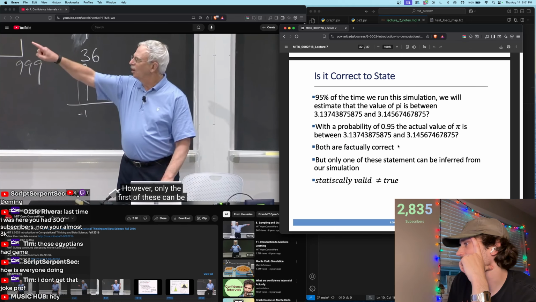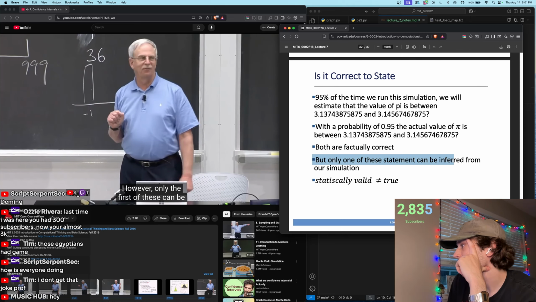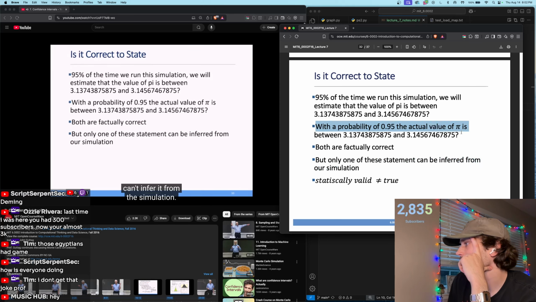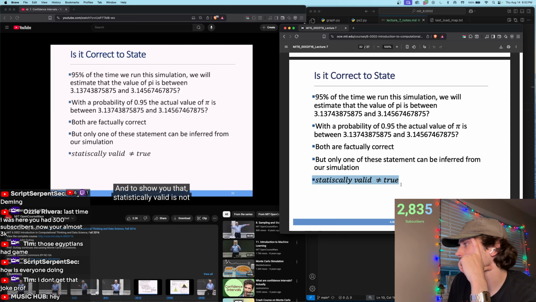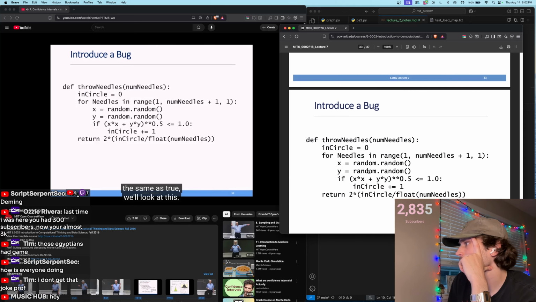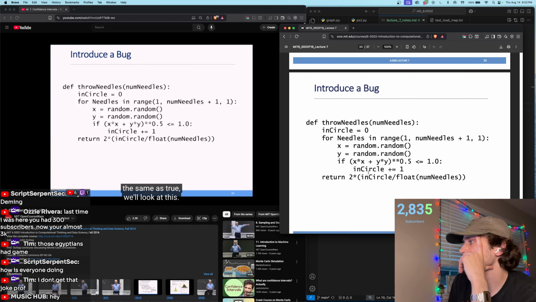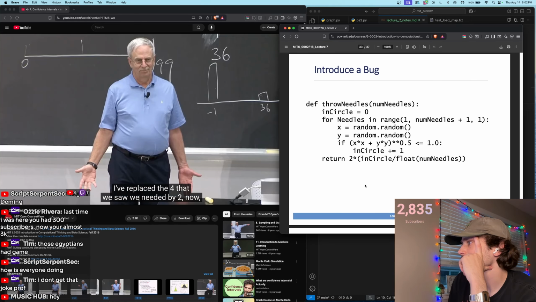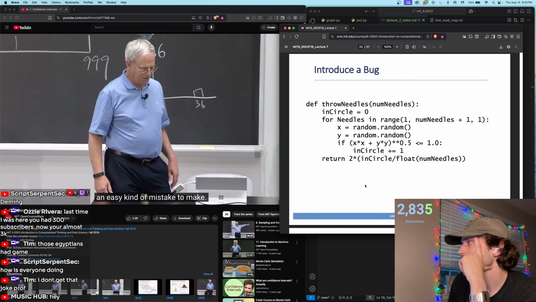However, only the first of these can be inferred from our simulation. Because while the second fact is true, we can't infer it from the simulation. Because there's randomness. And to show you that, statistically valid is not the same as true. We'll look at this. I've introduced a bug in my simulation. I've replaced the 4 that we saw we needed by 2. Easy kind of mistake to make.